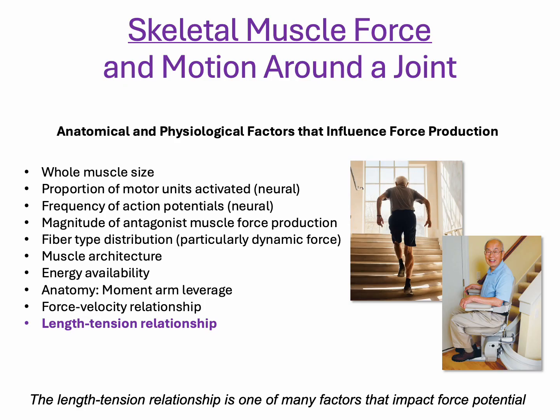Also, what's happening on the other side of the joint matters. So the magnitude of antagonist muscle force production will impact the net force production or torque production across the joint. We also know that fiber type distribution plays a role, particularly in dynamic force. Isometric force production, not so much, but that is beyond the scope of this session.